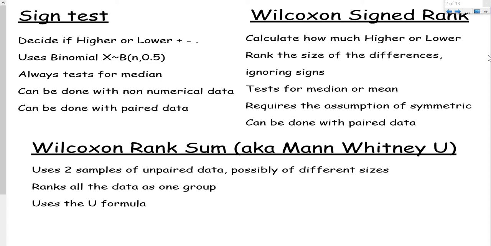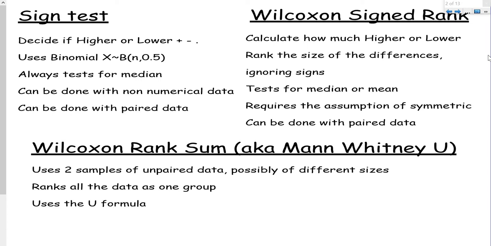For the Wilcoxon signed rank test, we're not just seeing if it's higher or lower, we're calculating how much higher or lower. Then ranking the size of those differences. If you've got a +1 and a -1, and those are two that are closest, then they get the same rank. So we ignore the signs in this case. This tests for the median or the mean. This is because if it's symmetric data, the mean and the median are going to be the same. Again, this can be done with paired data.